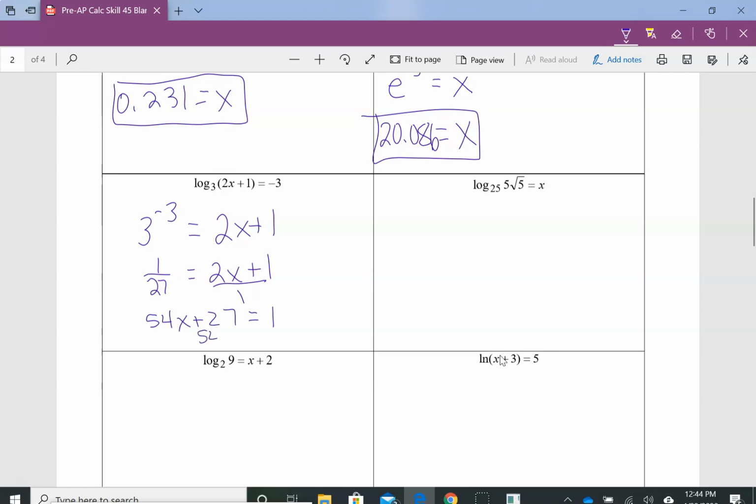So I'm going to get 54x equals negative 26. And let's see, negative 26 over 54, so I could divide by 2, and I'm going to get negative 13 over, let's see, 54 divided by 2, 27. Okay, so the answer for x is negative 13/27.